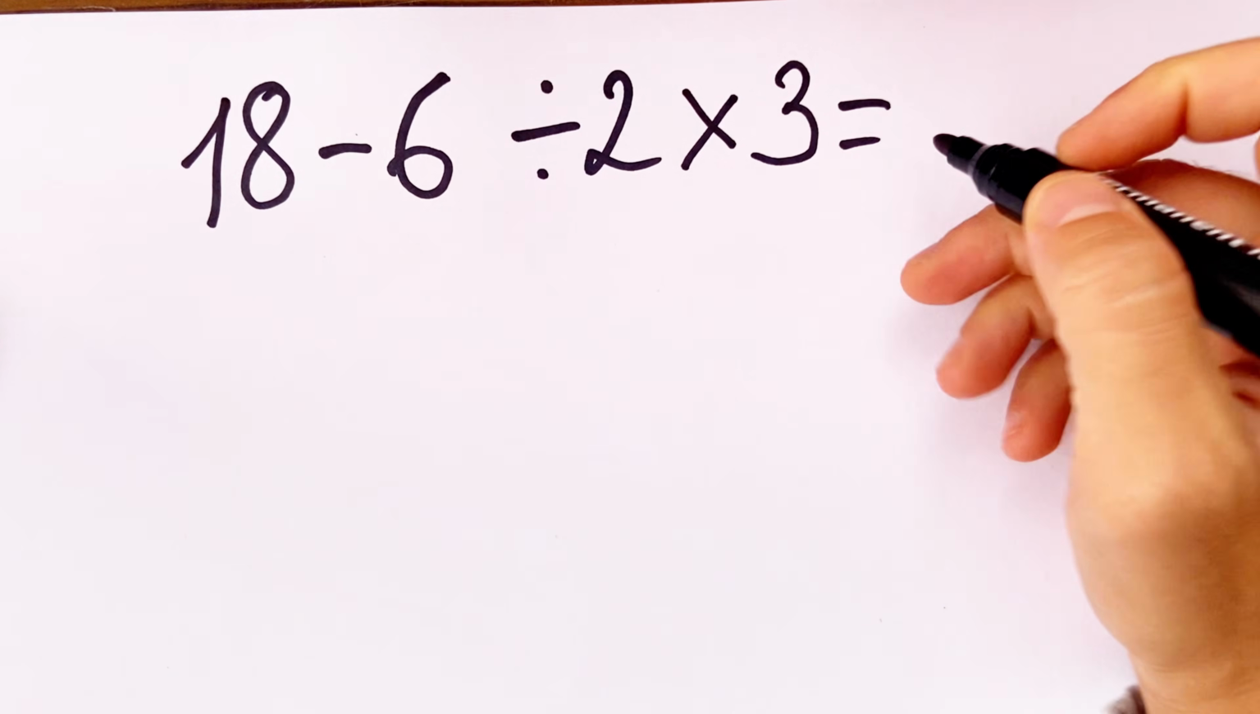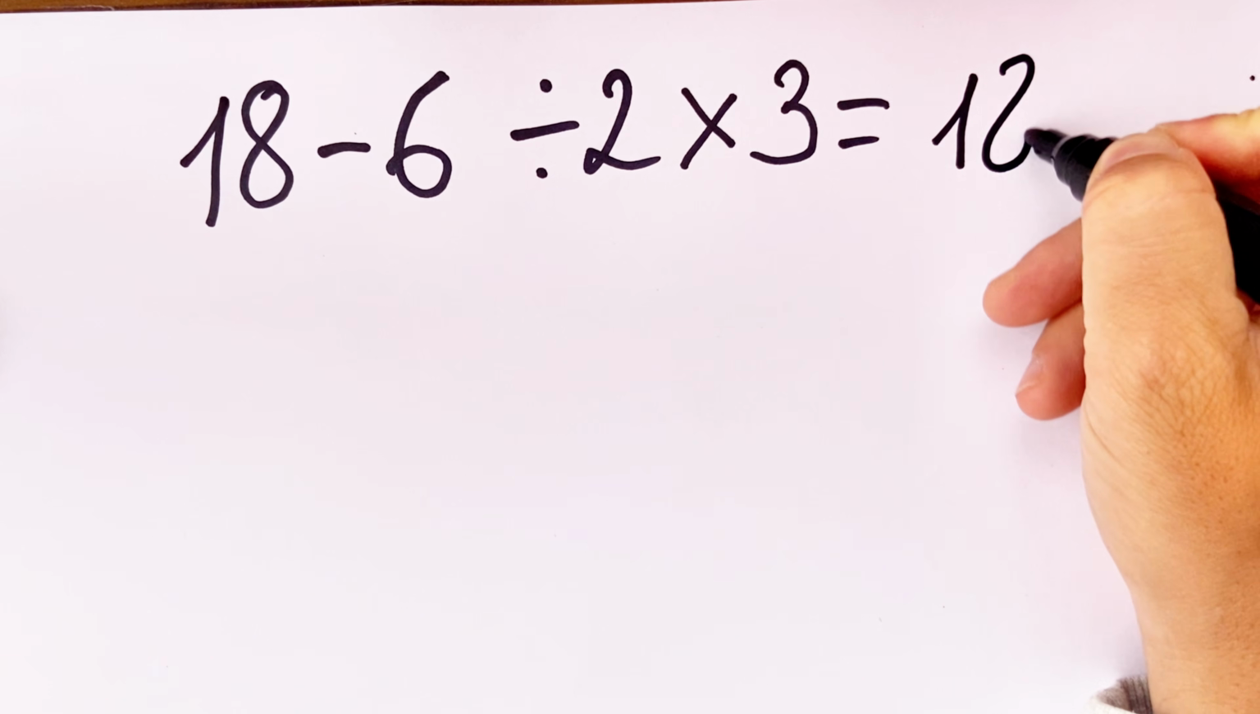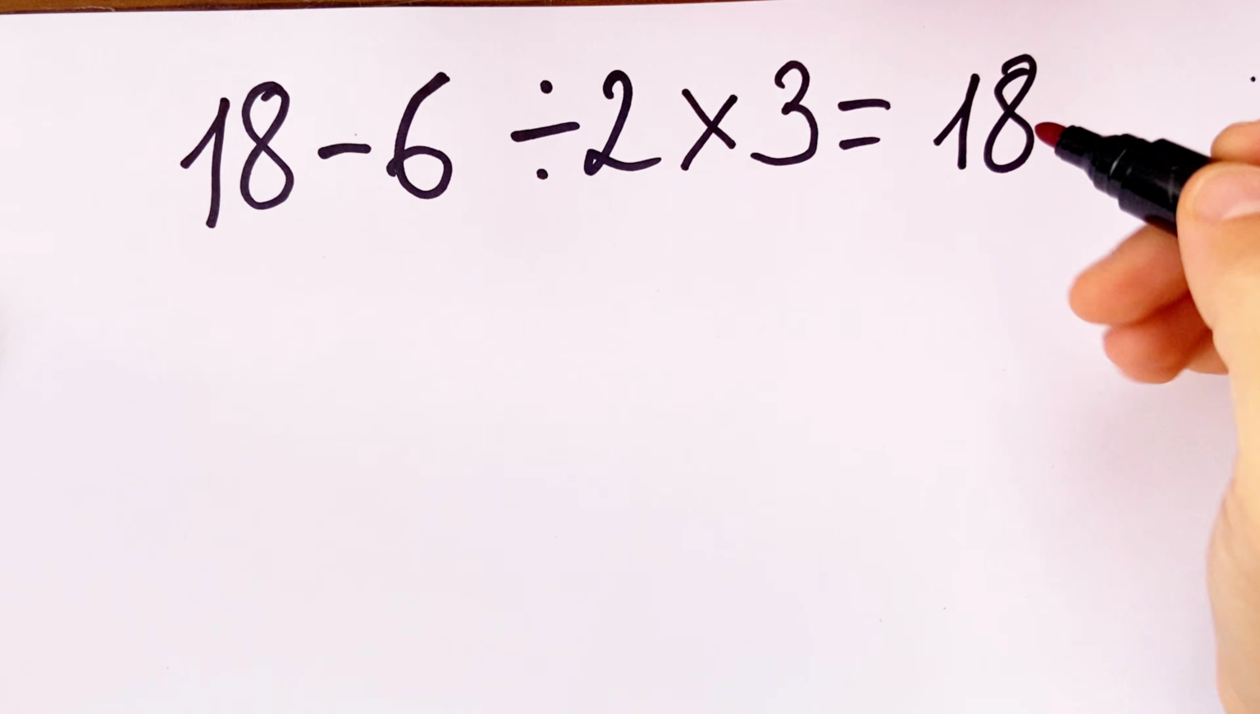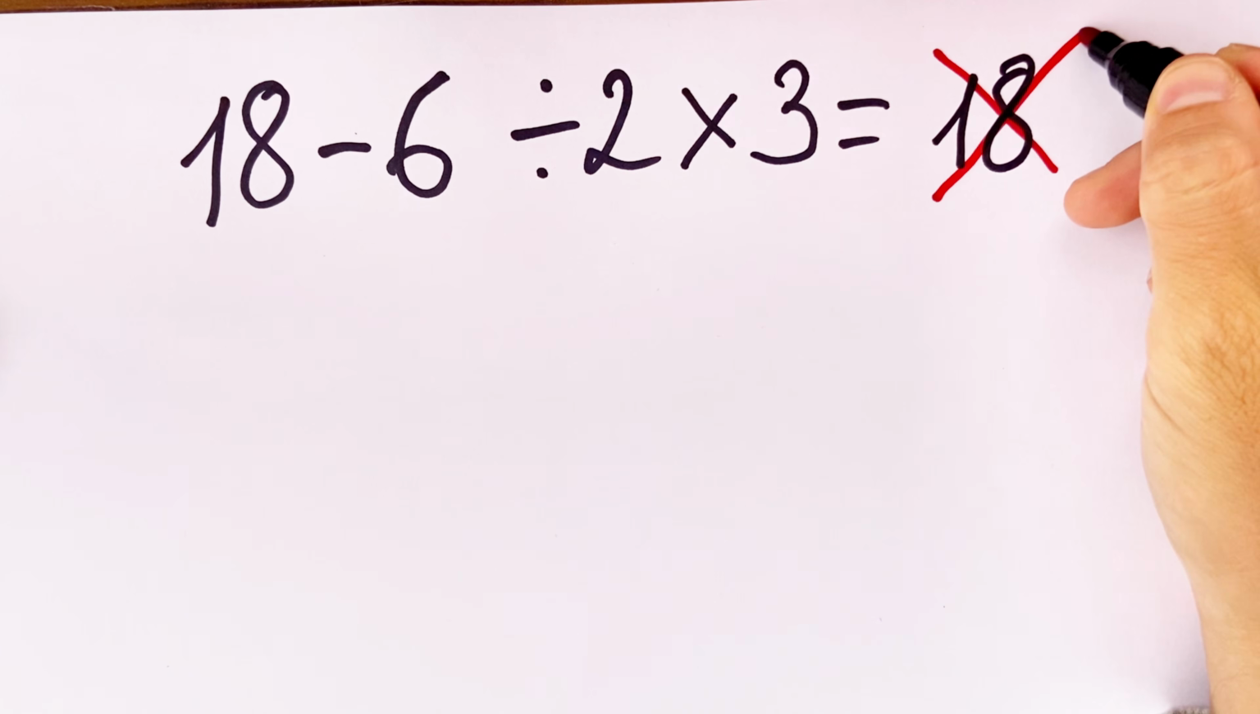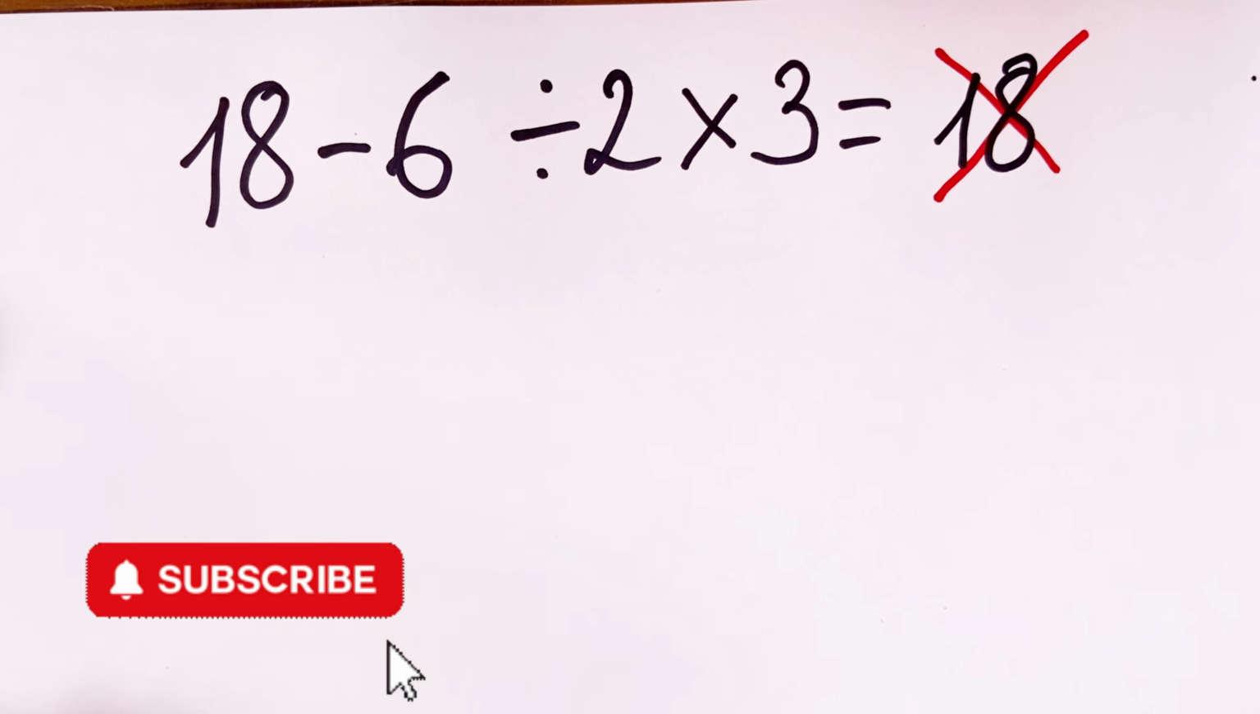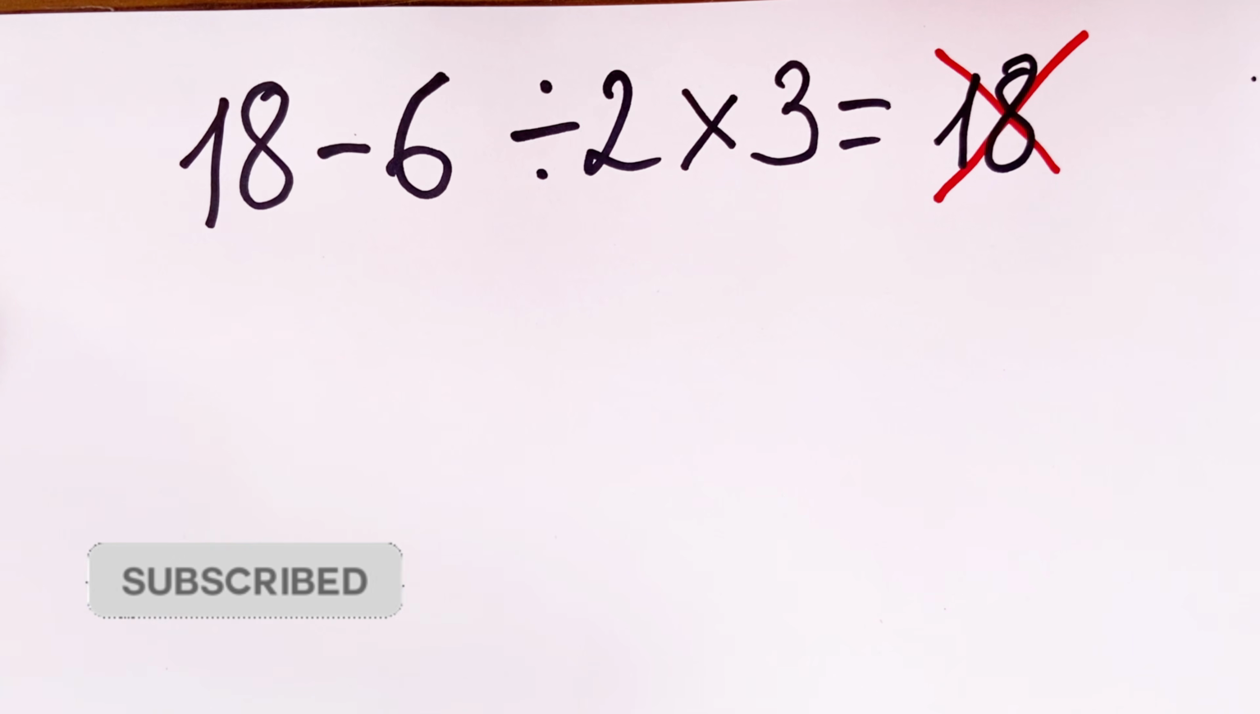Today we're solving this equation: 18 minus 6 divided by 2 times 3. Most people get either 18 or 17, but the correct answer is 9. Let me show you exactly where the mistake happens, and then the right way to solve it.